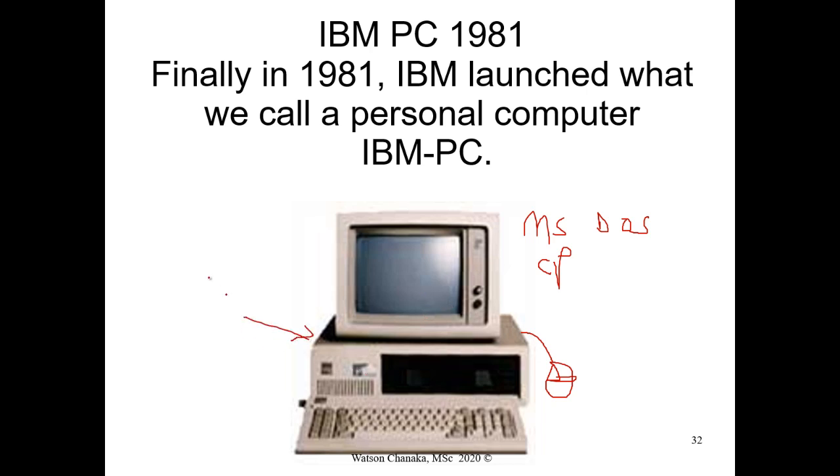Inside there was what we call a hard disk. What is the function of a hard disk? It is to store data. But besides storing data, the first thing it stores is what you call the operating system.